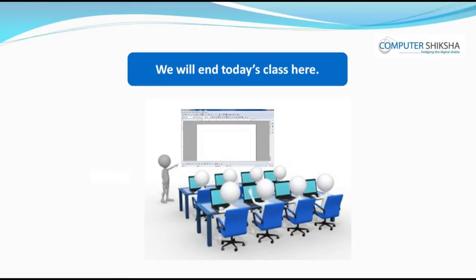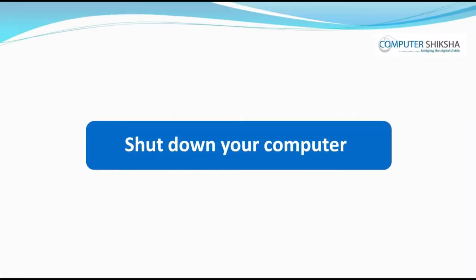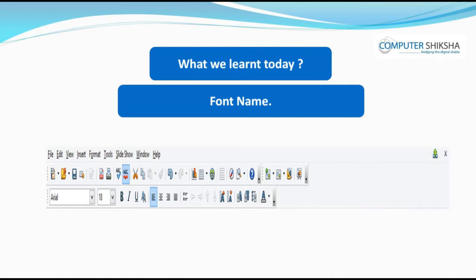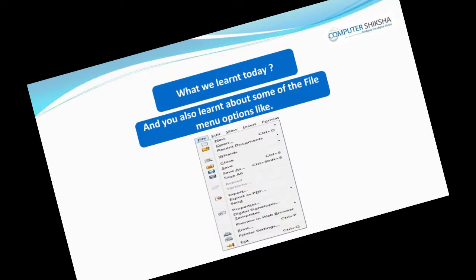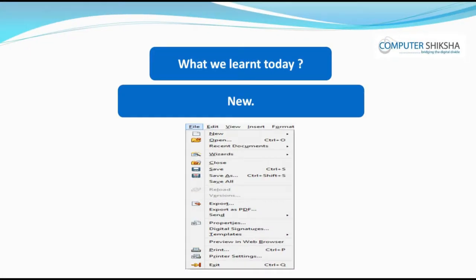We will end today's class here. If you have still not closed your file, then go ahead now and close your file and properly shut down your computer. In today's class, with the help of the formatting toolbar, you practiced using font name, font size, bold, italics, underline, and font color. And you also learned about some of the file menu options like new, open, save, save as, and export as PDF. Thank you.